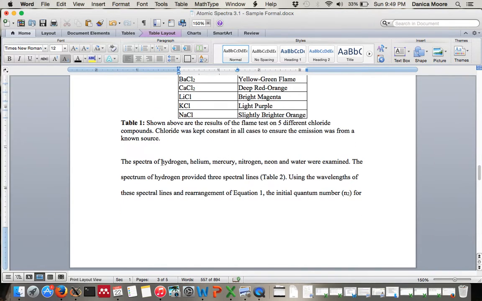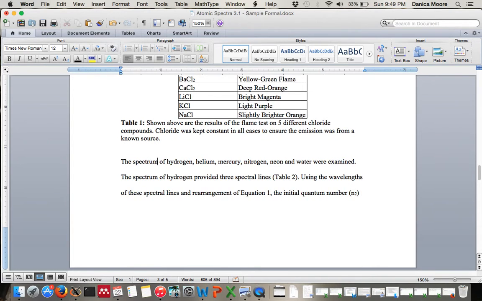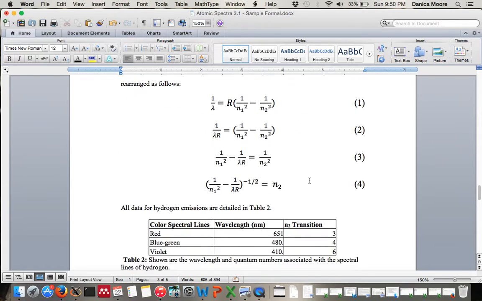Alright, the spectra of hydrogen, helium, mercury, nitrogen, neon, and water were examined. Again, these are spectra, plural, as opposed to spectrum, which is singular. Spectra of all of these different elements. The spectrum of hydrogen provided 3 spectral lines, Table 2, which is going to be down here.